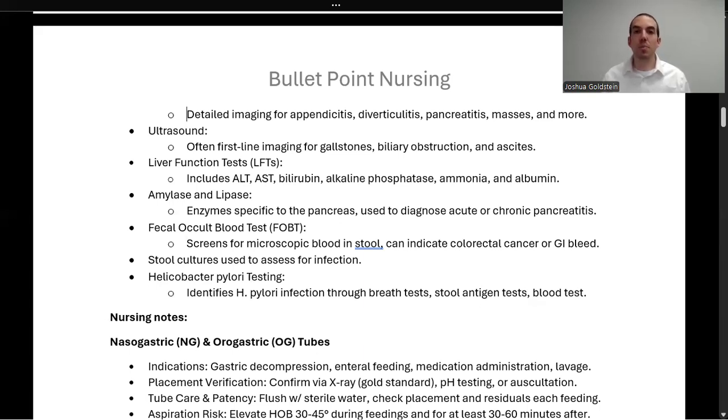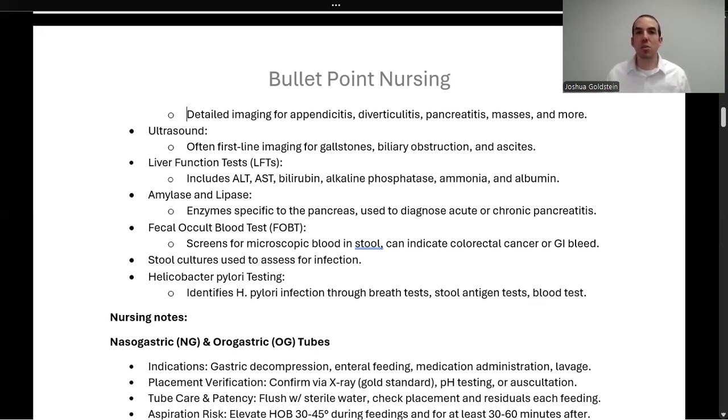To confirm placement, it is universally required after an NG or OG tube is placed that the patient must get a chest x-ray that includes the stomach in order to see that the tube is in the correct place. Because if you put the tube down and it went into the lungs, a lot of good that did. So you can never use a tube until it has been confirmed by x-ray. Additionally, every time we use a tube, we're always going to confirm it prior to using it.